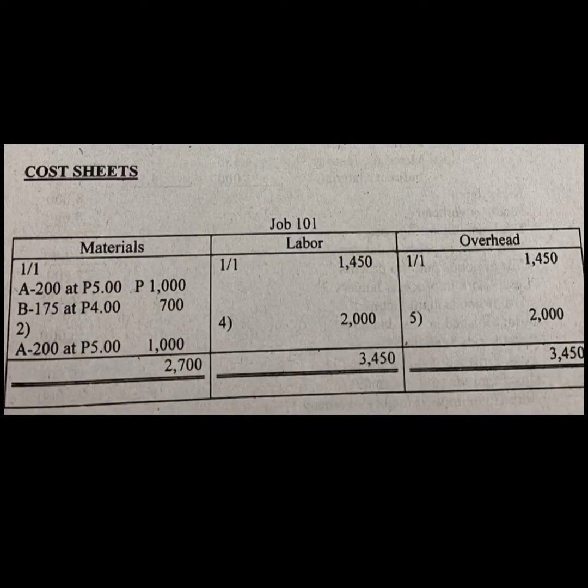So, for the cost sheets of Job 101, we have here the materials, labor, and overhead. For material A, 200 units at 5 pesos equals 1,000 pesos. Material B, 175 units at 4 pesos, equals 700 pesos.